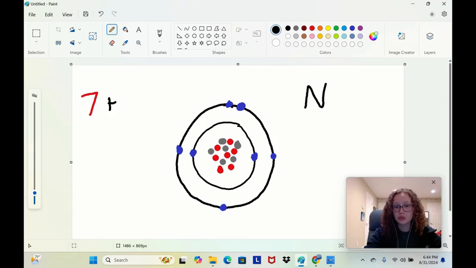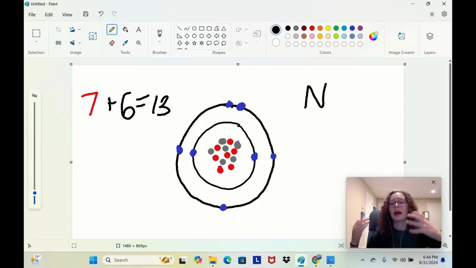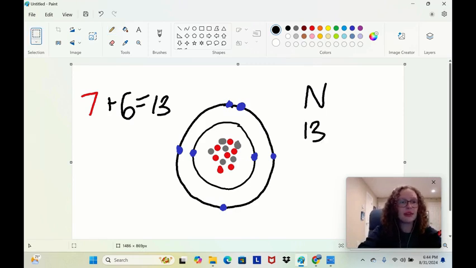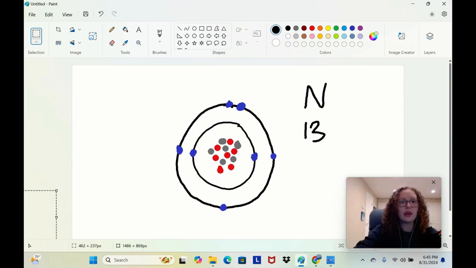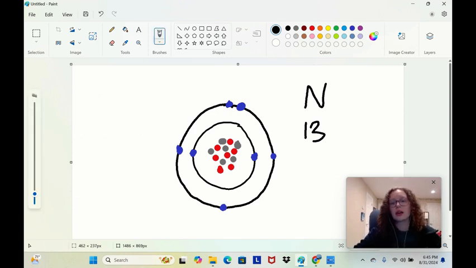So the number of neutrons is 1, 2, 3, 4, 5, 6. So we have 7 plus 6, which is equal to 13. So we have 13 mass. That's our mass. The mass of this nitrogen atom right here is 13 atomic mass units. So we're just going to put a 13 here, right? That's how we find the mass. Okay. Let's see what else we got.